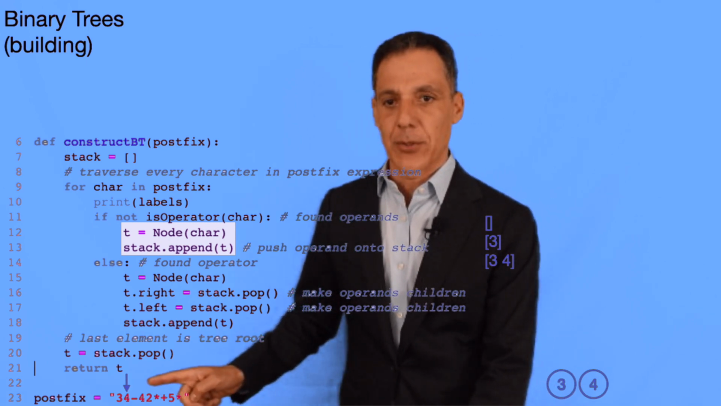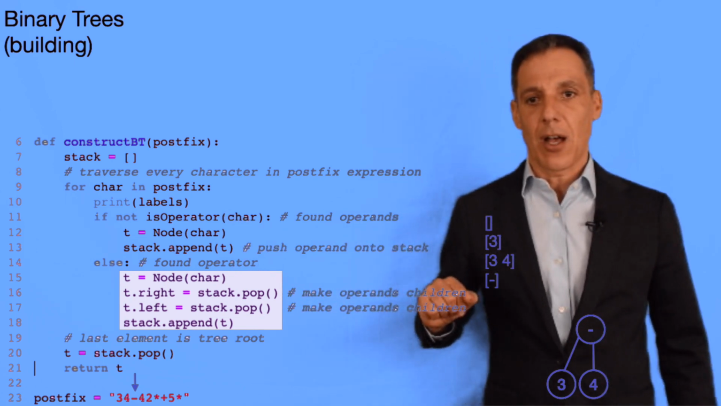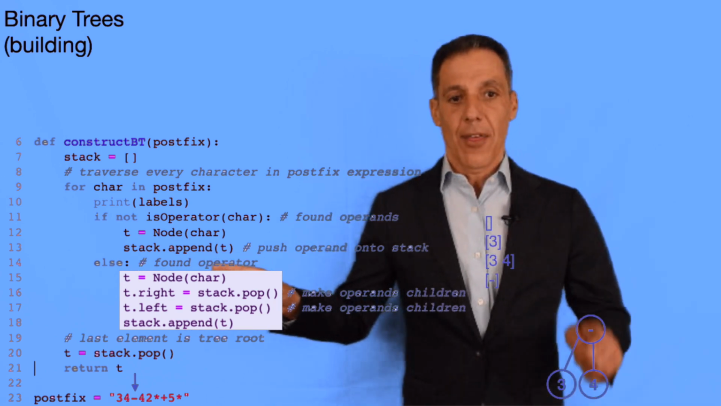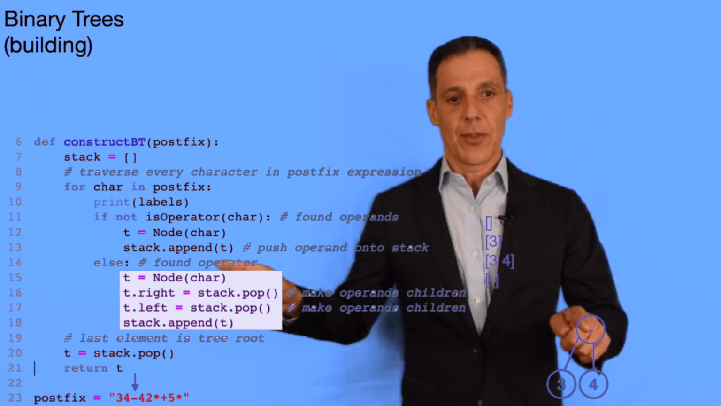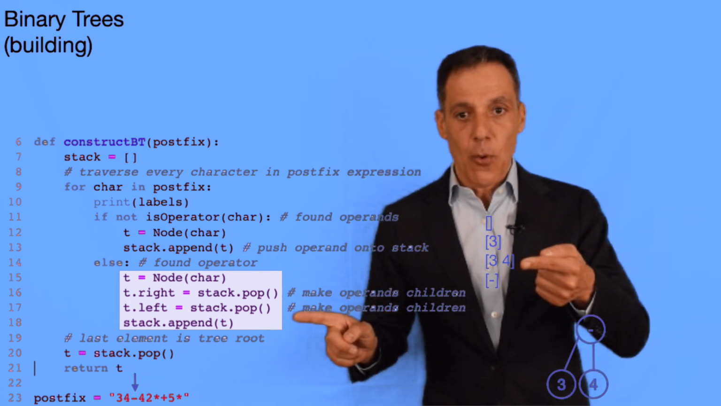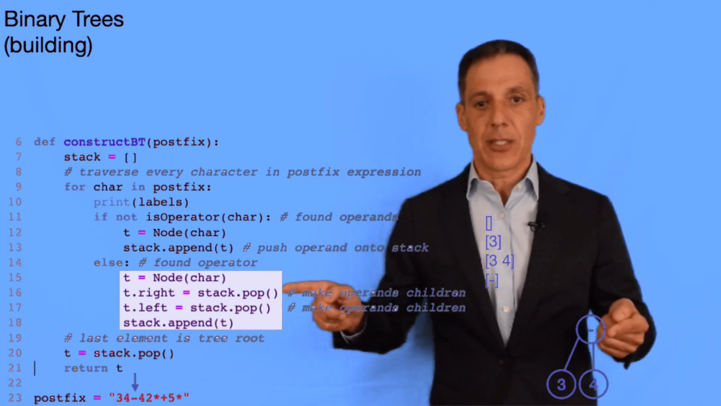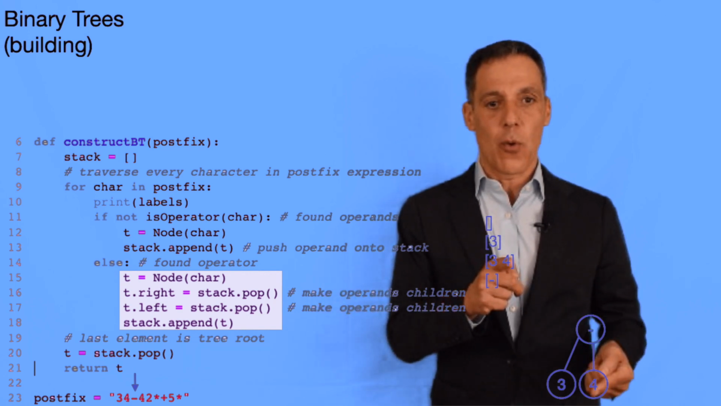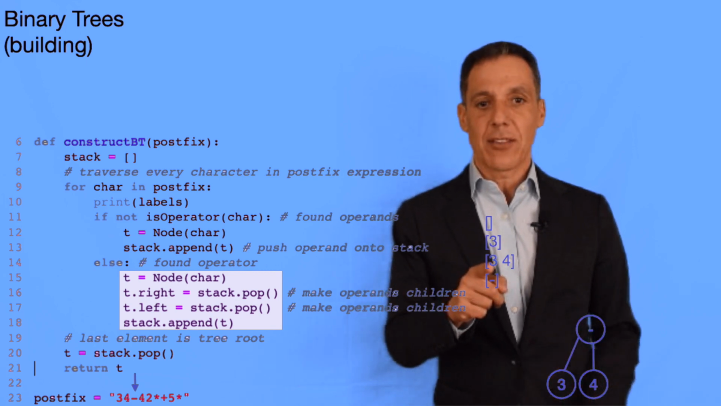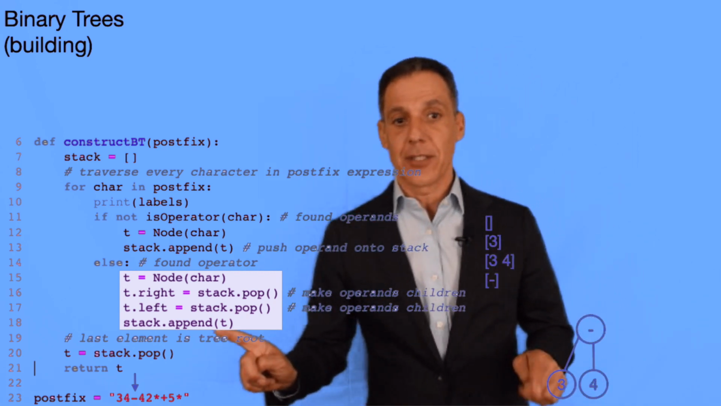Okay, next character is the minus sign. All right, it is an operator, so now we come into this else clause. And what does the else clause do? It says, create a node with the new character. That's minus. So there, I've created that node. Pop the stack, take the last element off, that's the 4, and make that the right child of the node you just created. T.right is equal to whatever you popped off the stack. That's the node 4. T.left is equal to pop the stack again and make that the left child. And then put this new node back onto the stack. There it is right there.